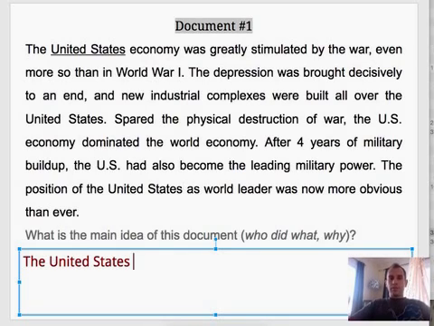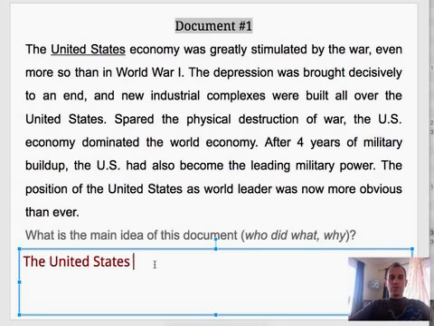Now, what did they do? Well, let's see. It was greatly stimulated by war, depression, and they built more. This one here says they built more factories, industrial complexes. They weren't destroyed by the war. This is a lot. So they're all kind of positive things.